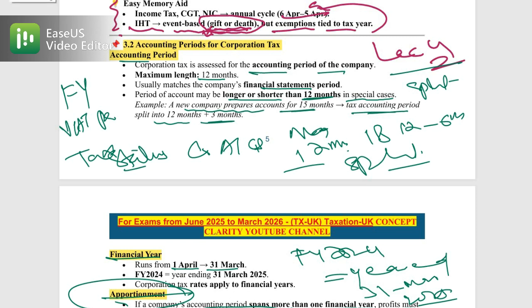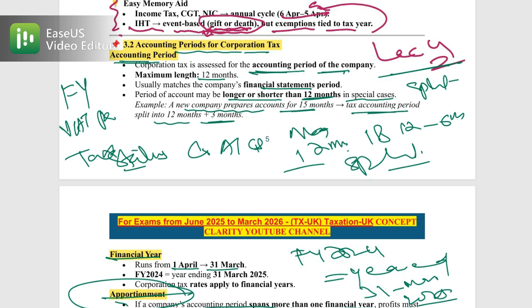Okay, now this is lecture number 4. In this lecture we will discuss the accounting period for corporation tax. Corporation tax is assessed for the accounting period of the companies. We'll discuss accounting period, financial years, VAT period, and tax status. These are the building blocks of how tax is assessed, so you need to be clear on the differences.